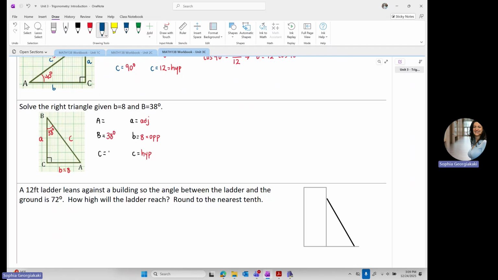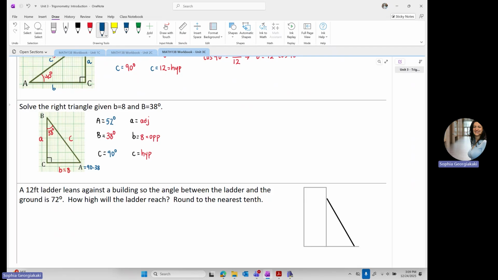I see from the drawing that C is the right angle, so 90 degrees. And A will be the complementary angle to B, so it will be 52 degrees. How did I find it? 90 minus 38. So that will be 52 degrees.